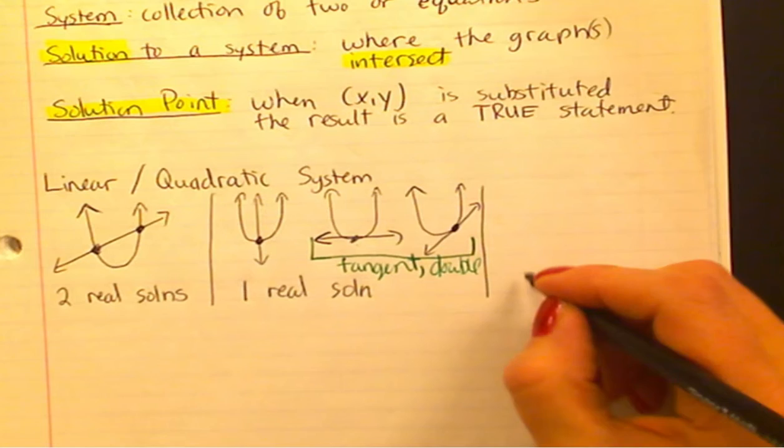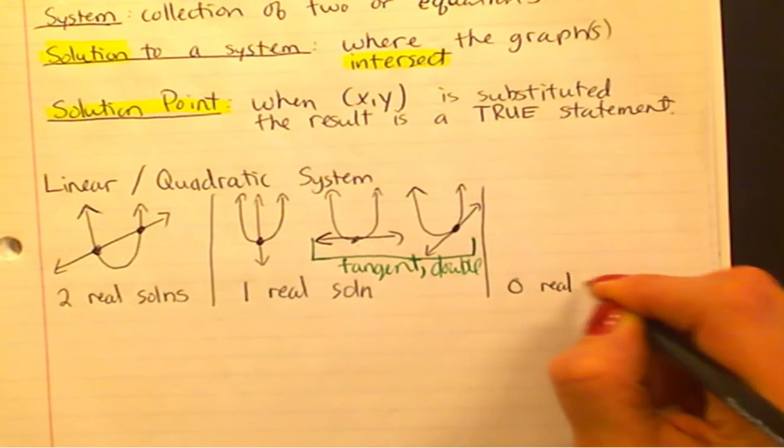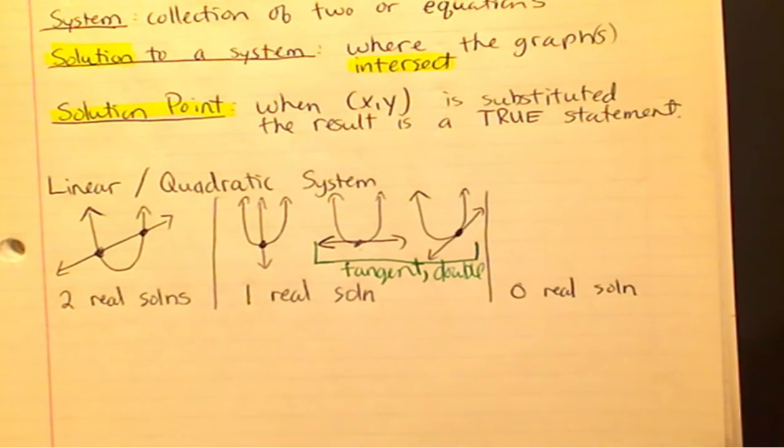All right, our last one is 0 real solutions. Draw a picture where the parabola and line don't touch.